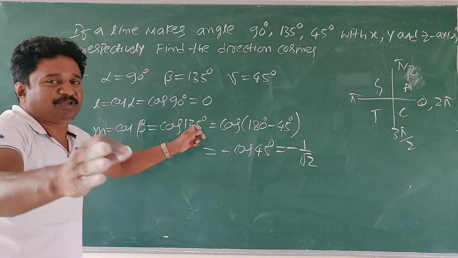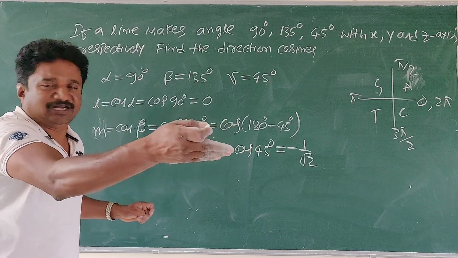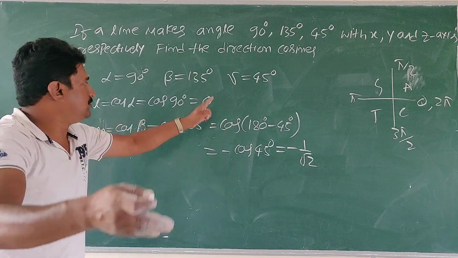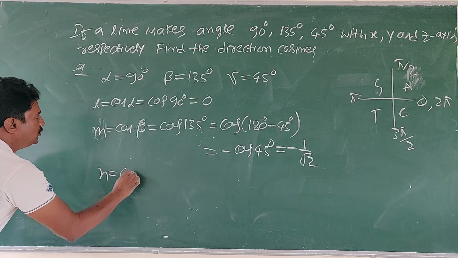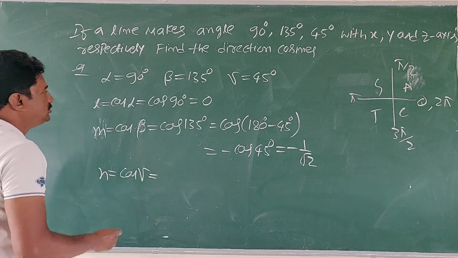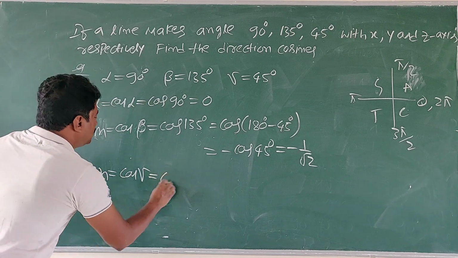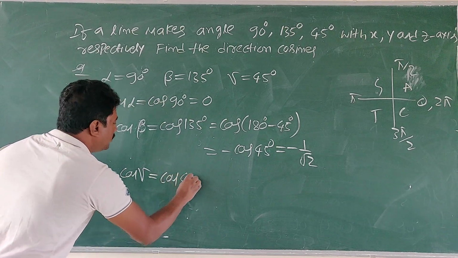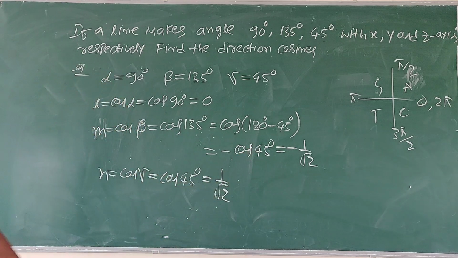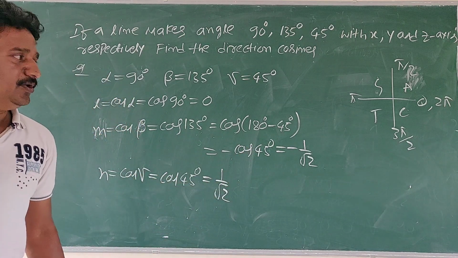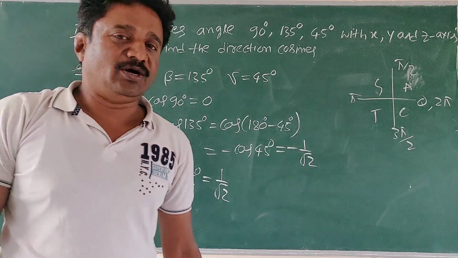This question has been asked in the last recent exam. So 0, minus 1 by root 2. n is equal to cos gamma, that is 45 degree. So cos 45 is 1 by root 2. So 0, minus 1 by root 2, 1 by root 2. I hope you understood, students. Let us stop this class. Thank you.